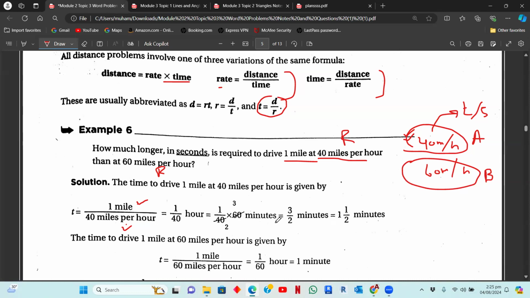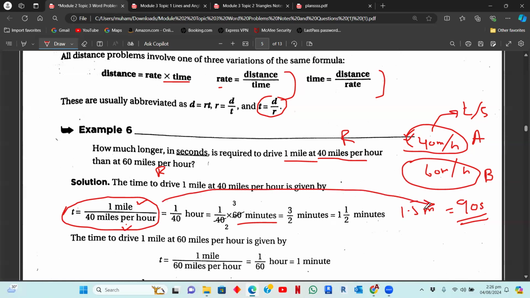You can convert this into minutes by multiplying by 60. So it's going to be 3 upon 2 minutes, 1 whole 1 by 2, which is 1.5 minutes. 1 complete minute and half a minute. If you convert this entire thing into seconds, 1 minute is 60 seconds and half a minute is 30 seconds. So it's going to take you 90 seconds to travel 1 mile at the speed of 40 miles per hour. This is the time, this is the equation, and we solved it to 90 seconds.